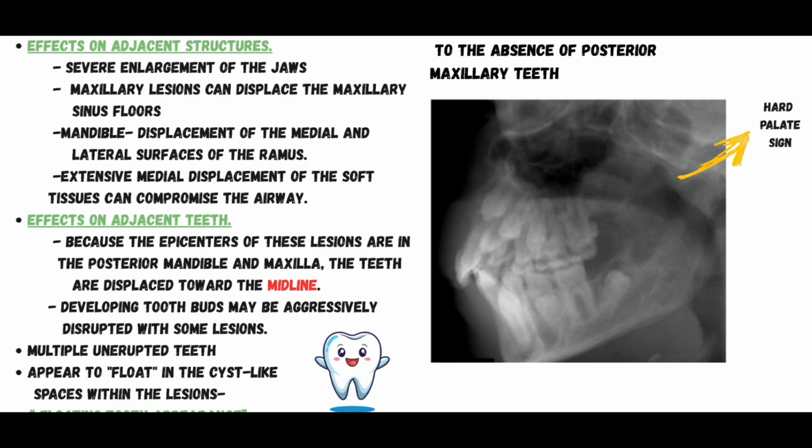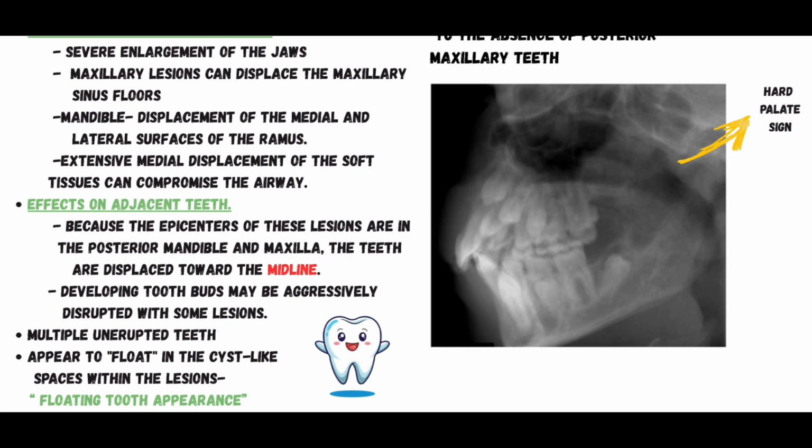Let's get into the effects on adjacent teeth. Because the epicenters of these lesions are in the posterior mandible or maxilla, the teeth are displaced towards the midline, that is in the anterior or medial direction. The degree of displacement can be severe and developing tooth buds may be aggressively disrupted with some lesions. There are multiple unerupted teeth which appear to float in the cyst-like spaces within these lesions. This gives a floating tooth appearance.